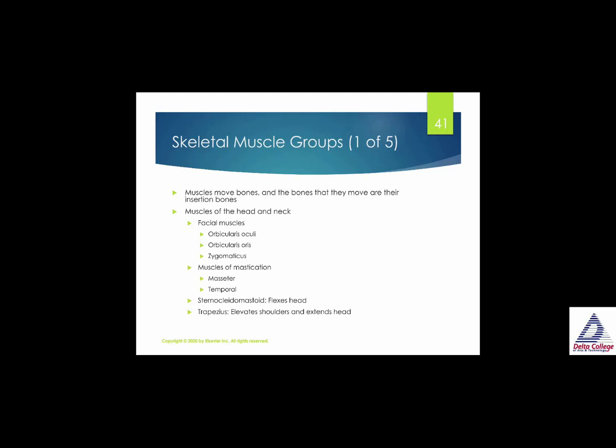Muscles of mastication are your masseter muscle and your temporal muscle. Your sternocleidomastoid flexes your head, and your trapezius elevates shoulders and extends the head. And you can see most of these muscles on figure 8-11. The muscles of the head and neck are figure 8-12. And table 8-2 in your book has the muscle, the function, the insertion, and the origin.